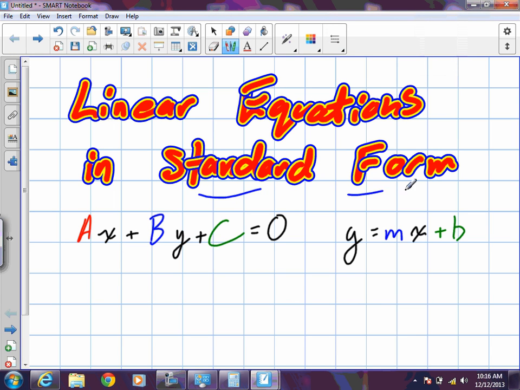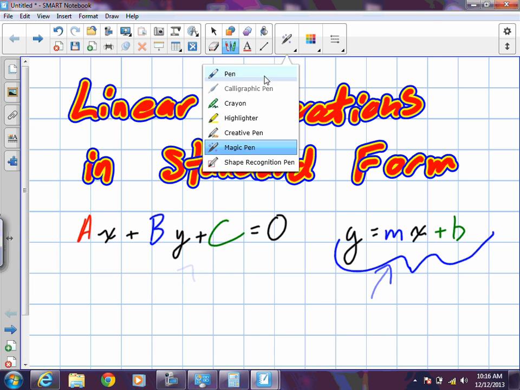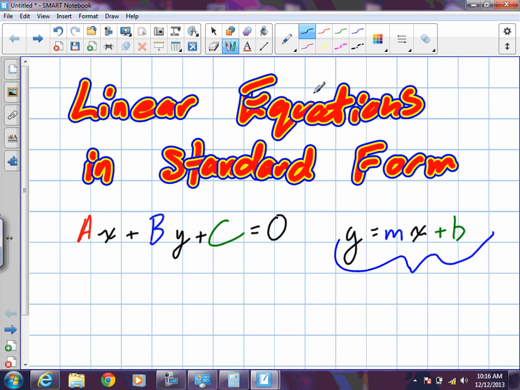In standard form. Good. Excellent. So we have two forms of linear equations. Does anybody remember what this is? This is one we're used to. Do you remember what we called it? There was a specific name for it yesterday we went through.